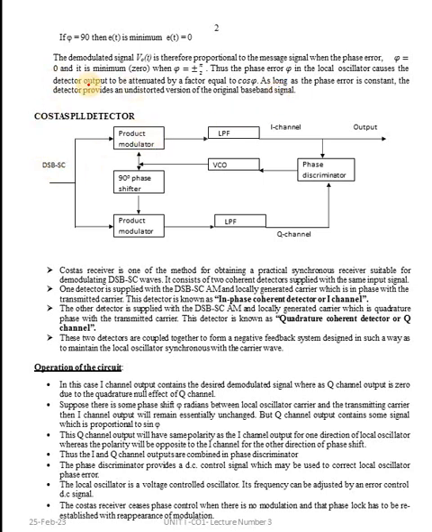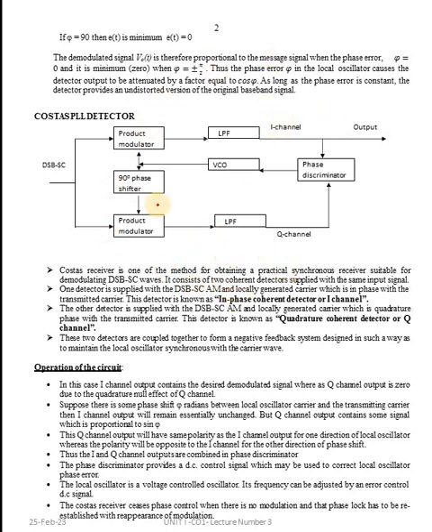The second method is Costas PLL detector. So this is the block diagram of Costas PLL detector. Here also we are going to obtain the modulating signal from the DSBSC signal. It has a product modulator and one 90-degree phase shifter. Along with that, there is one low pass filter, a voltage controlled oscillator, and a phase discriminator in this block diagram. The Costas receiver is one of the methods for obtaining a practical synchronous receiver suitable for demodulating DSBSC waves. When compared with the coherent detector, we will go with the Costas PLL detector.